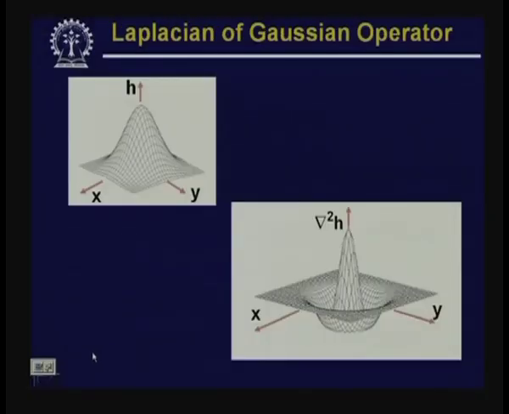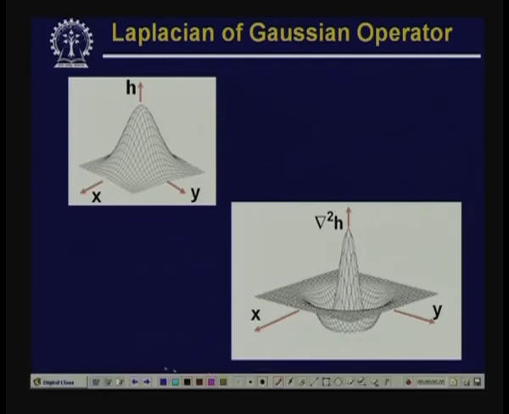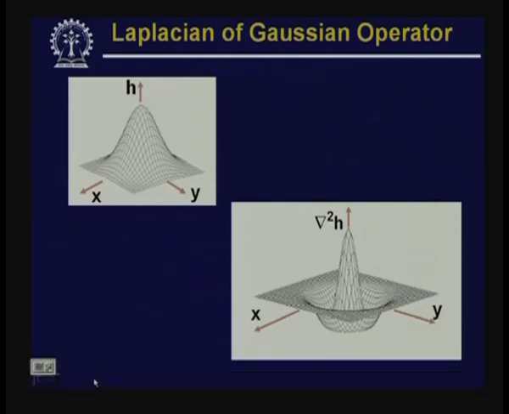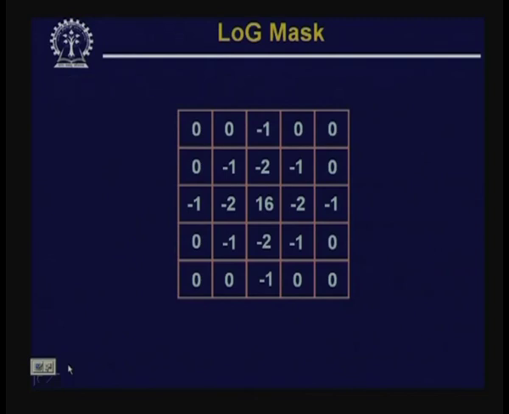Now, in this slide we have shown a Gaussian mask in 2 dimensions, and if I take the Laplacian of this, the Laplacian of the Gaussian will appear as shown here. This Laplacian of Gaussian can again be represented in the form of a mask, which is called a Laplacian of Gaussian mask. If I represent this in the form of a 2-dimensional mask, the Laplacian of Gaussian mask appears like this.